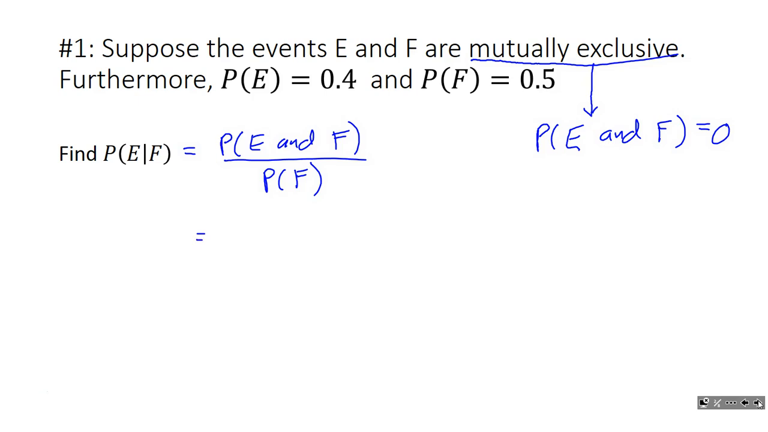But we're going to have a very simple answer to this, because notice that the numerator is essentially the definition of these events being mutually exclusive. So the numerator is 0. Well, the denominator is given to us as 0.5, but 0 over 0.5 is just equal to 0. And there's our answer to this problem. So just knowing a couple of definitions allowed us to get through that.